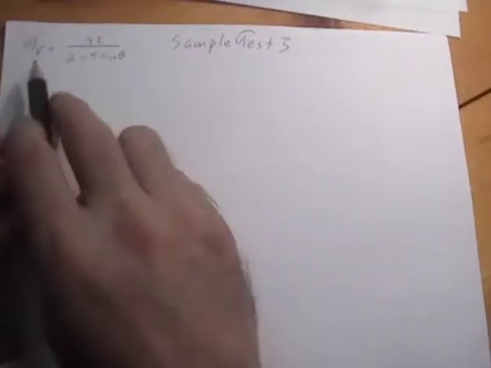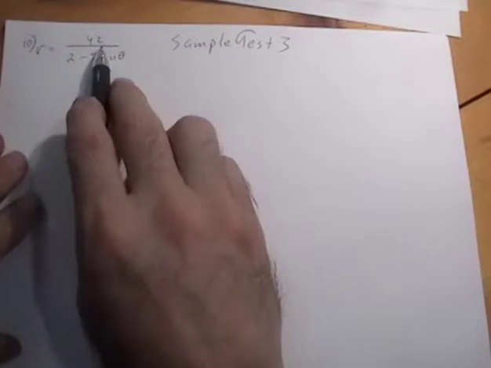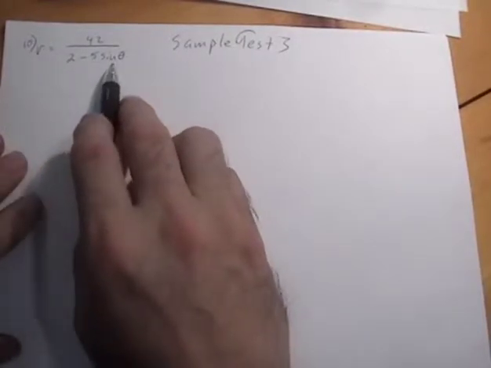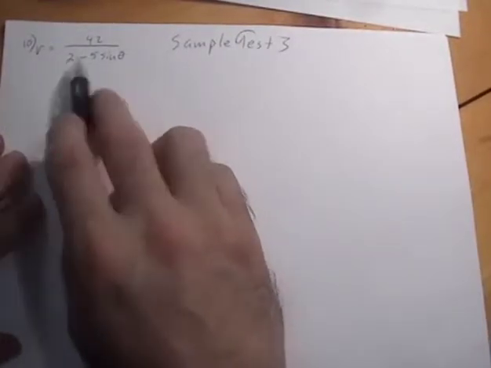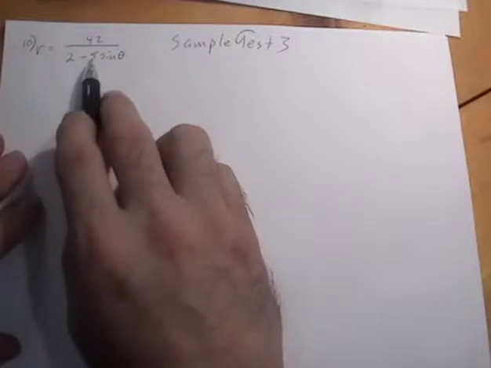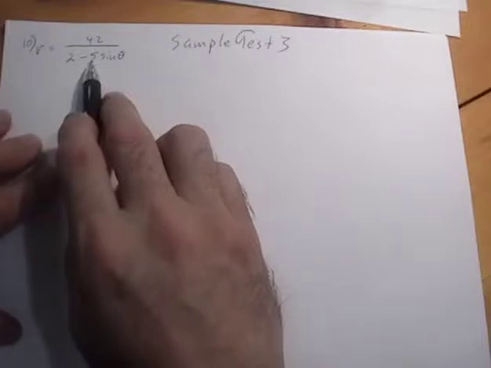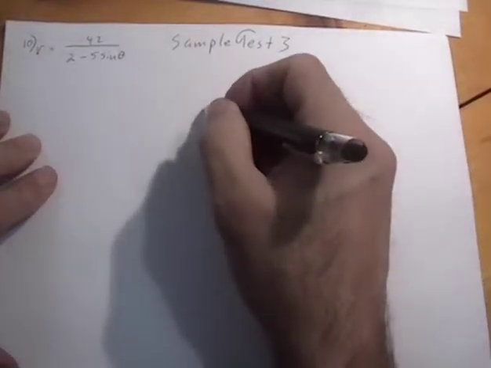One final graph. R equals 42 over 2 minus 5 sine theta. If I divided everything by 2, this would be 5 halves. An eccentricity of 5 halves gives me a hyperbola. It's nice to be prepared.